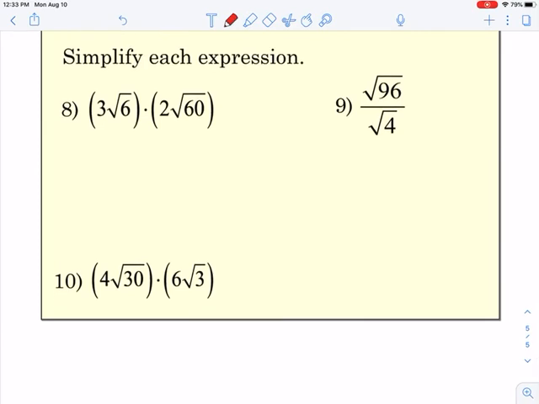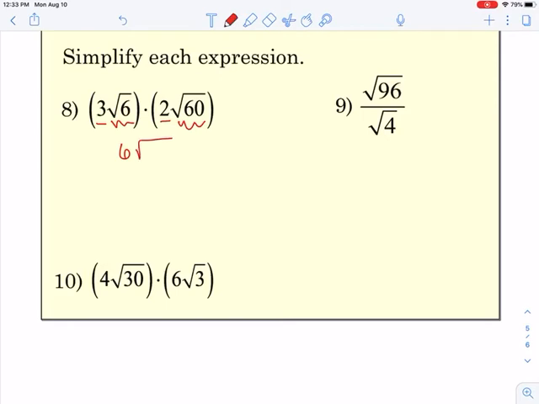So for number 8, we want to simplify 3 radical 16 times 2 radical 60. So again, step number 1 is to multiply the coefficients together. So 3 times 2 is 6. Okay, and now I'm going to multiply my radicands together. So radical 6 times radical 60. All I'm going to do is multiply 6 times 60 together.